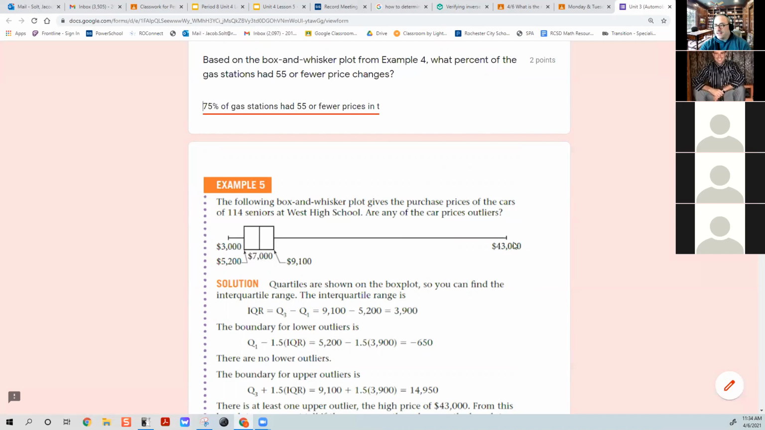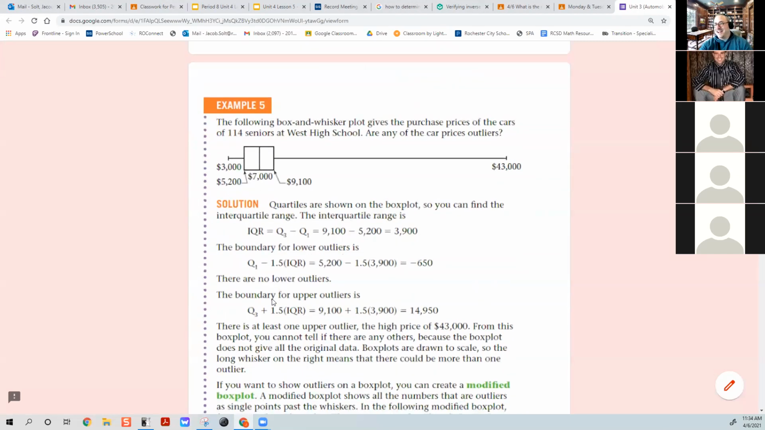And then over here, there's somebody who had a car that was worth $43,000. All right, they're a high school senior with a $43,000 car. Wow. My car is a little bit less than this median right here.